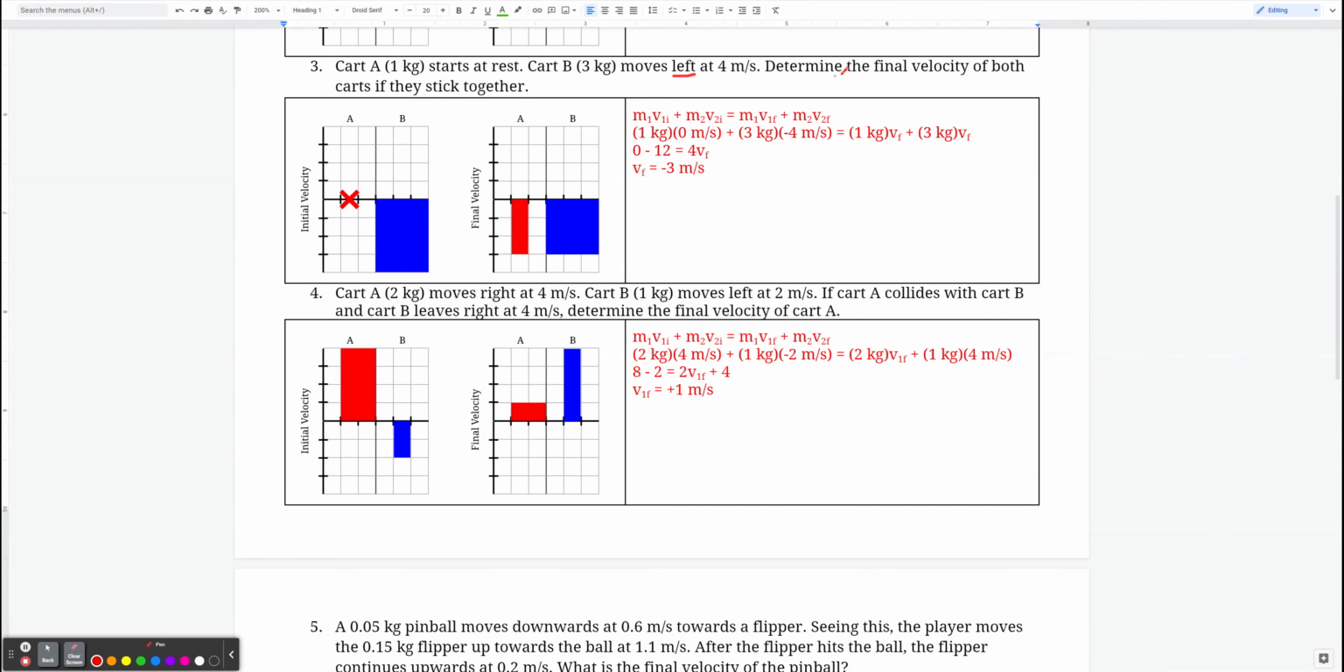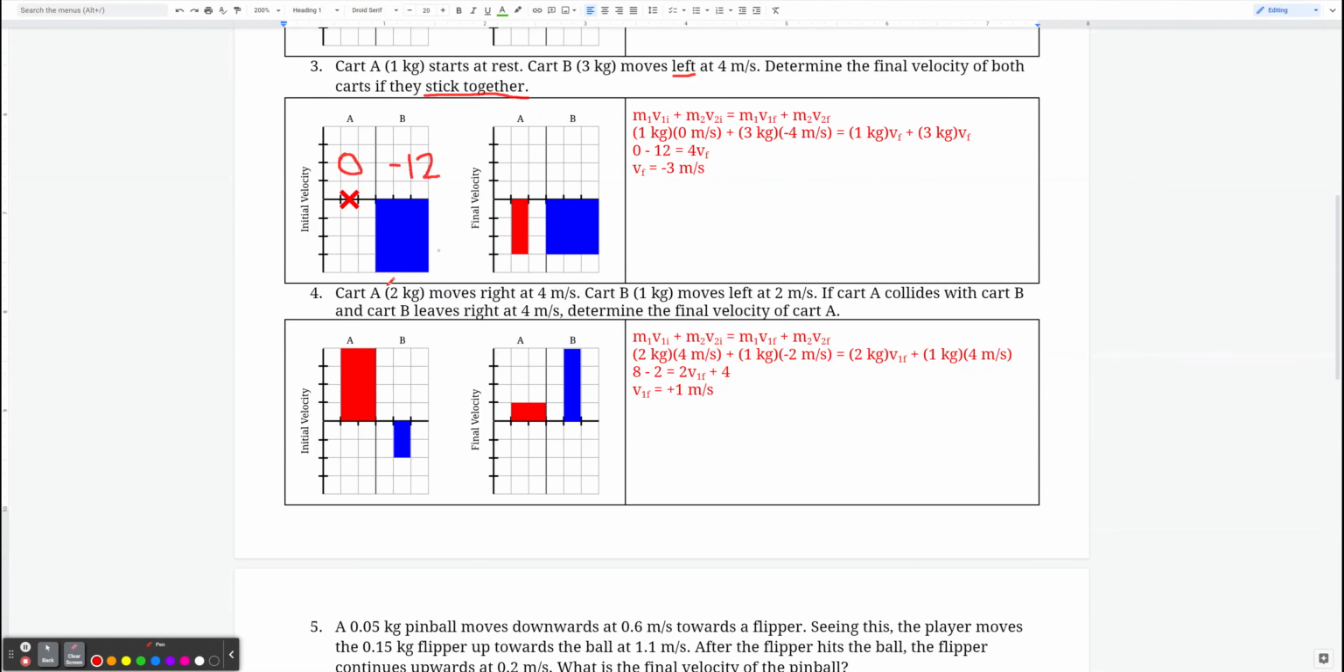And then at the end, we want to know the final velocity of both carts if they stick together. So whenever the two objects stick together, that's going to be important because that means they have the same final velocity. So if I do my math for momentum at the beginning, cart A has a momentum of zero, and cart B has a momentum of -12. At the end, what that means is these two combined have to have a total momentum of -12.